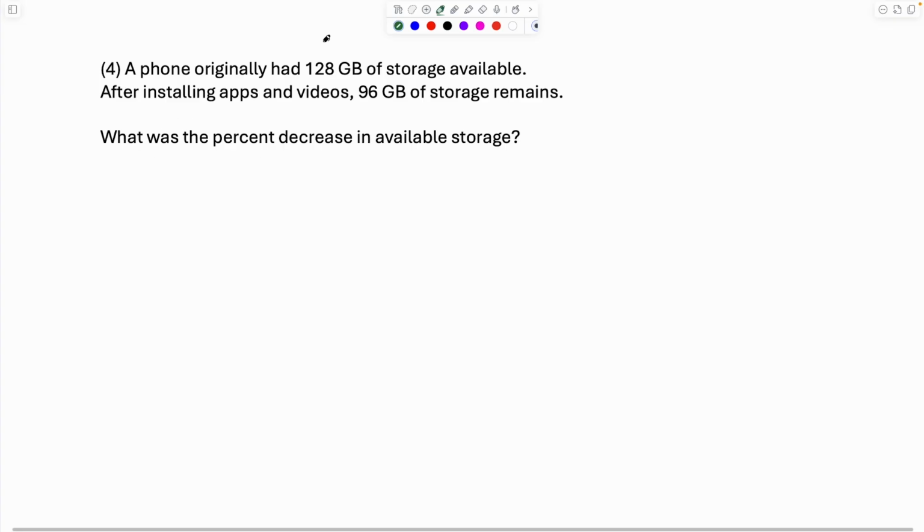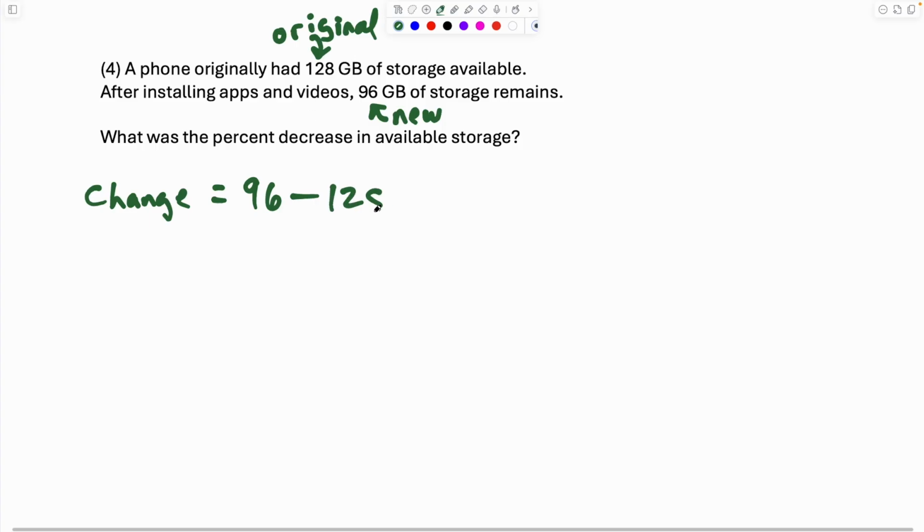So for this question, we could go ahead and find the change. We have the original amount over here. So this is our original. And then this amount over here is our new quantity. So we have the original and the new amount. First we could find the change, which is equal to the new amount. I'll just write 96 minus the original, which was 128. Now I know this is going to come out negative because 128 is greater than 96.